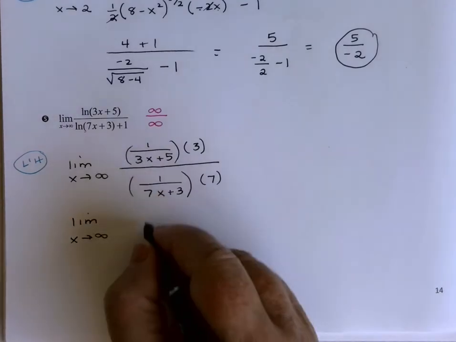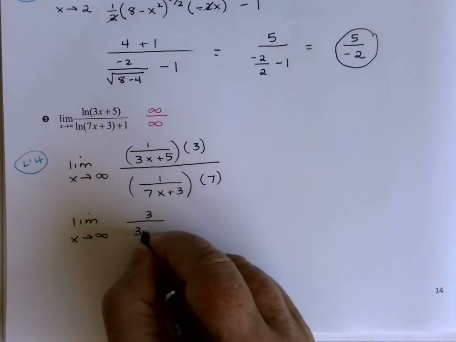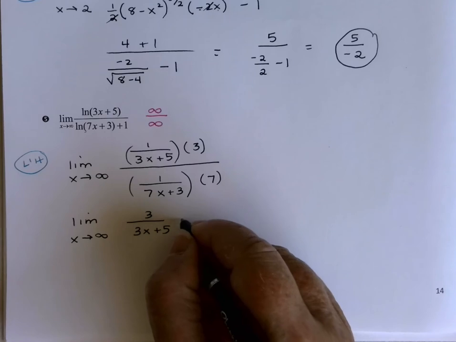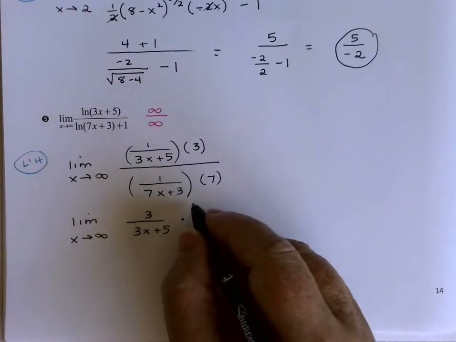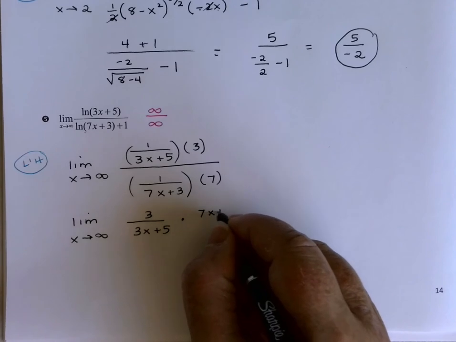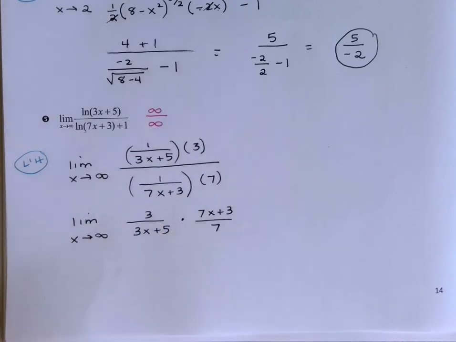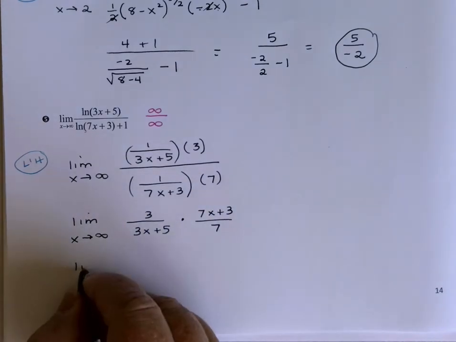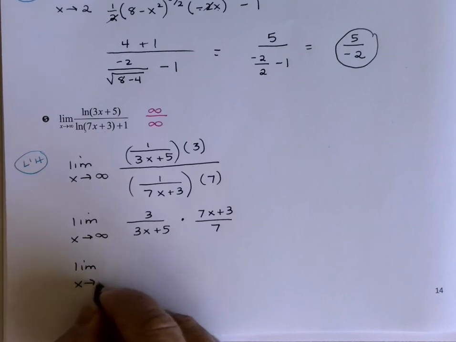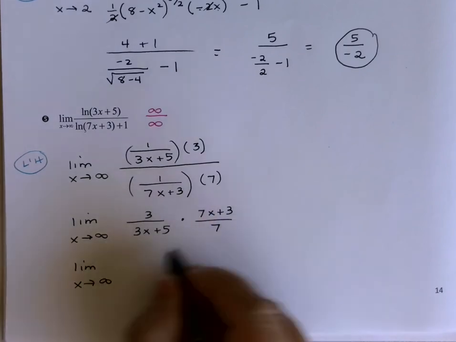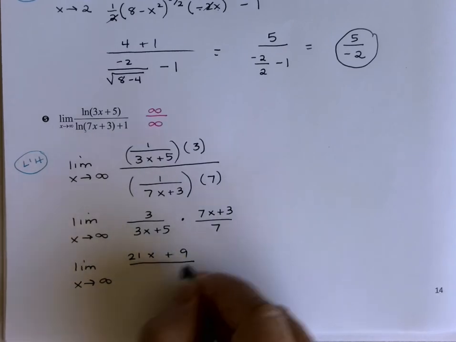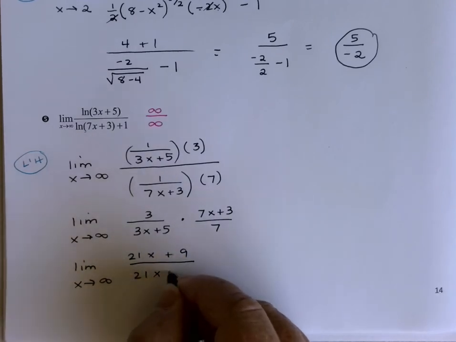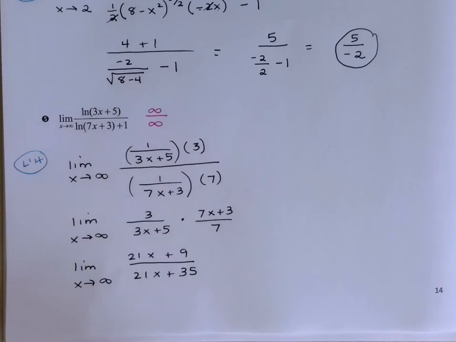And let's see, the top is actually 3 over 3x plus 5. I'm going to take the reciprocal and multiply for the denominator, so that would become 7x plus 3 over 7. Multiplying this out, I'd have 21x plus 9 on top and 21x plus 35 on the bottom.